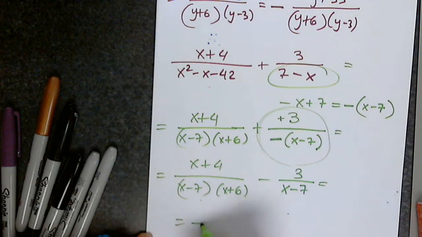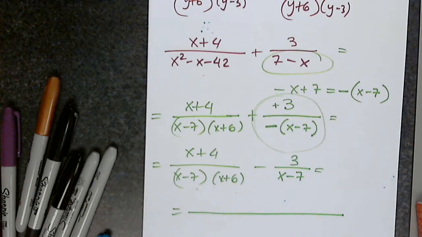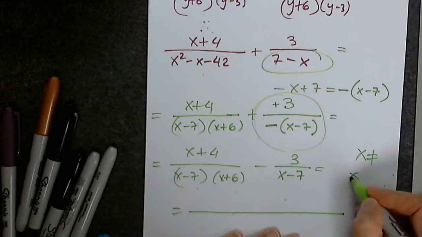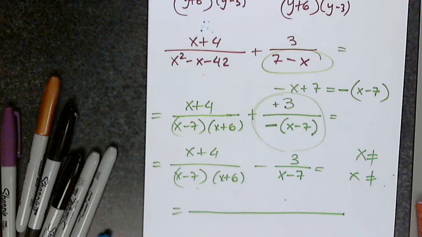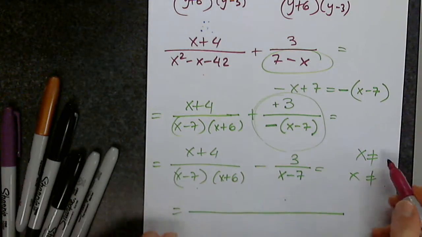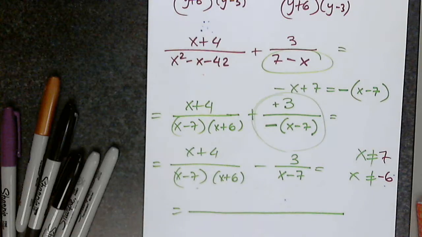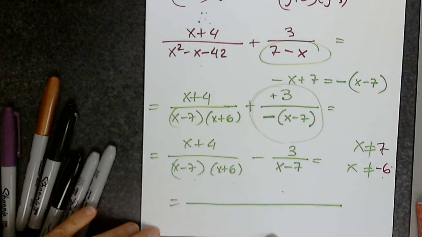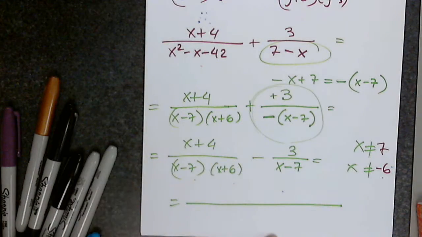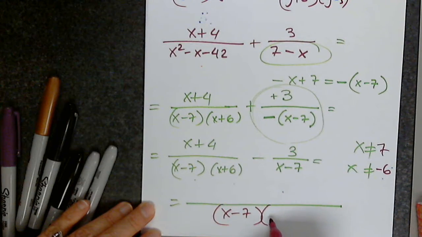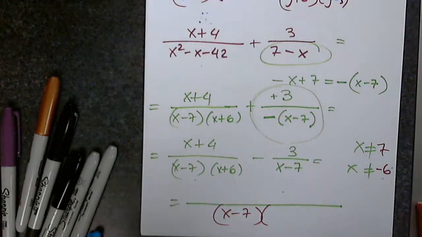And now I'm ready to find the LCD and state 2 restrictions. And what are they? Very good. And what is the least common denominator? Indeed, 7 and negative 6. And the least common denominator is? x minus 7 squared, x plus 6. Very good. Remember? Let's go. Excellent.